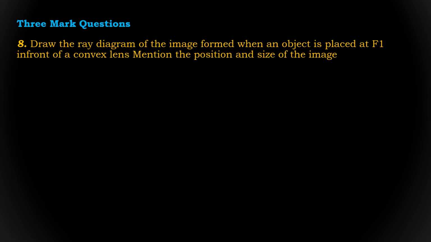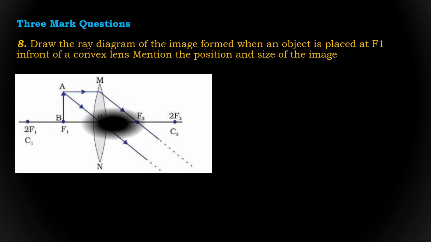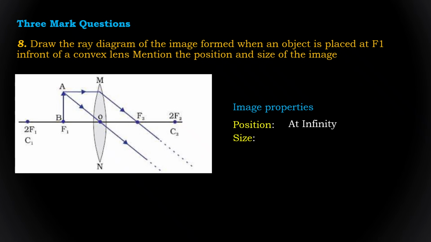From question number 8, the 3-mark questions are going to start. The question is: draw the ray diagram of the image formed when an object is placed at F1 in front of a convex lens. Mention the position and size of the image. It's a straightforward question. When the object is placed at F1, the image is formed at infinity. That is what they have asked. You just have to draw this ray diagram and write the image properties. Where exactly is the image formed? The position: it is formed at infinity. And the size: the size is highly enlarged. I think you are clear with this. Let's go to the next question.